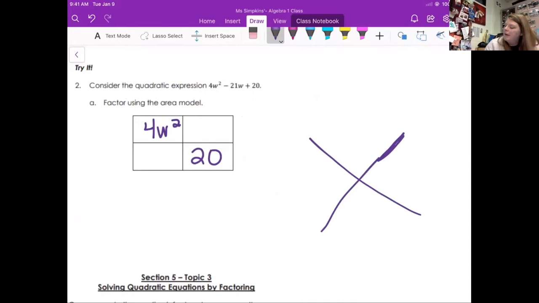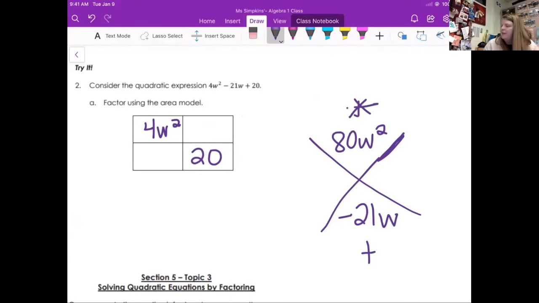At the bottom of our x, we have negative 21w. That's the middle term. And then the top of our box, or x, we want to multiply to get 80w squared. So again, I'll give you a minute or so. You're trying to think of two things that multiply to get 80, add to get negative 21. Before you do anything, someone tell me what you know about those two terms.